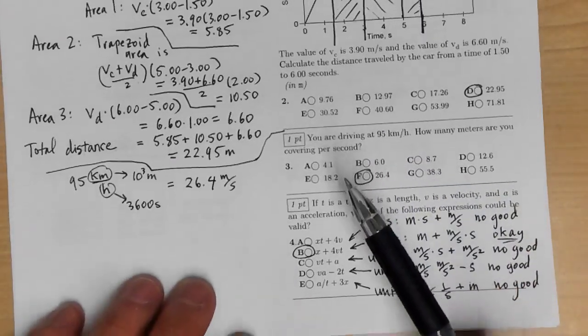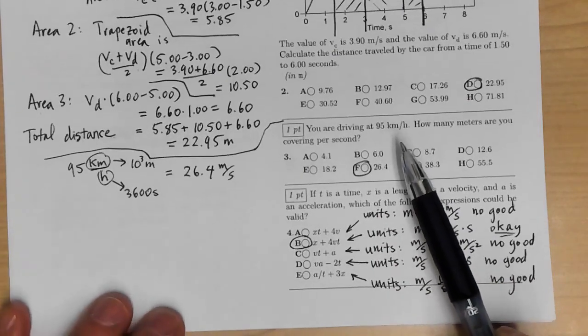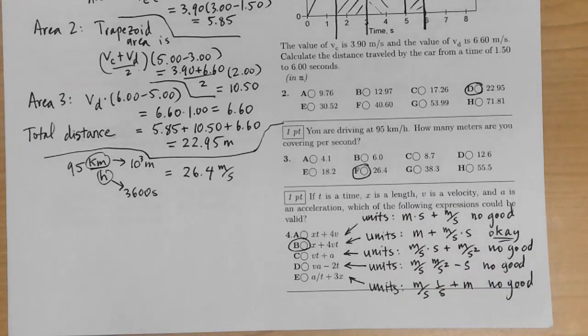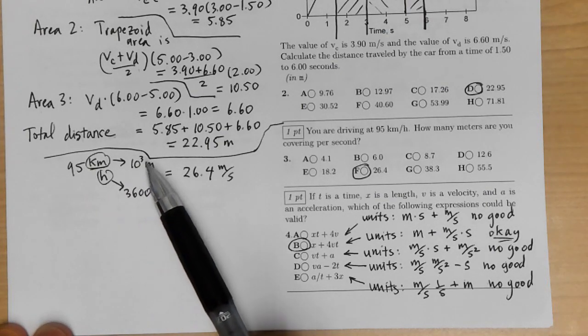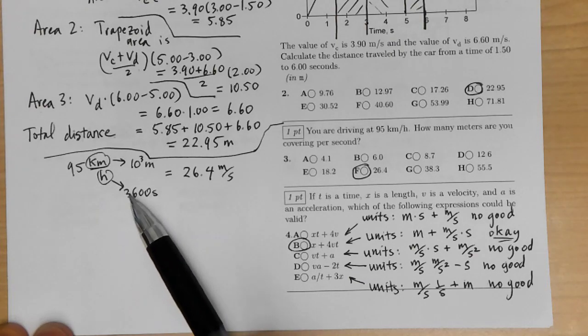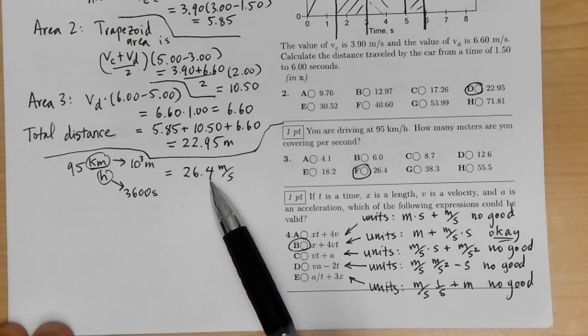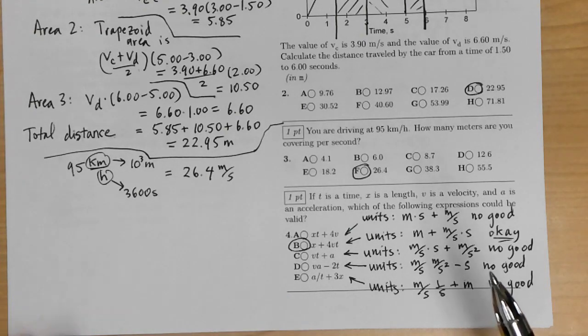Number 3, you're driving at 95 kilometers per hour. How many meters are you covering per second? This is just a straight conversion of kilometers to meters. A kilometer is 1,000 meters. An hour is 3,600 seconds. Plug that in here, plug that in there. You get 26.4 meters per second.